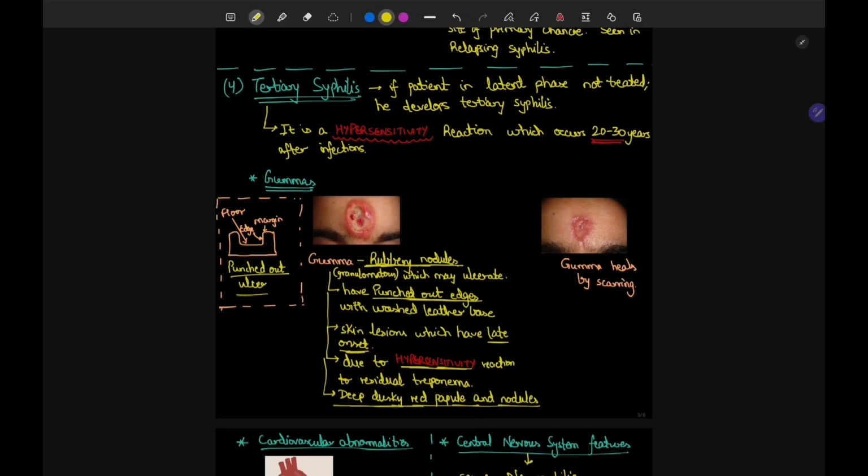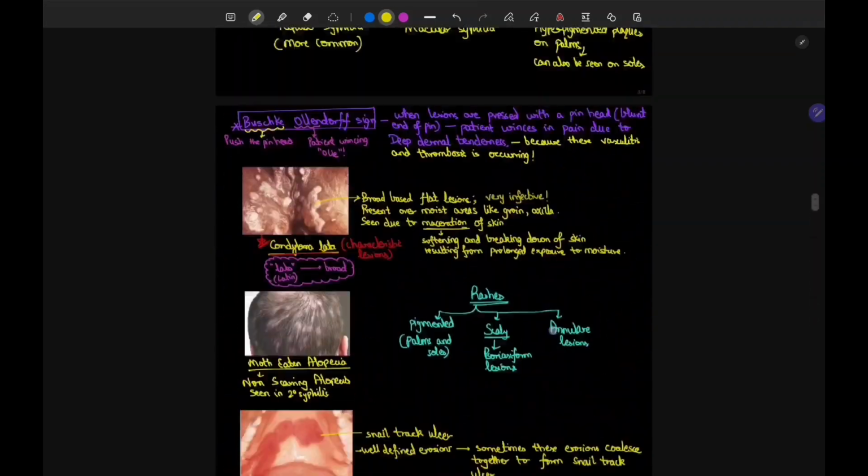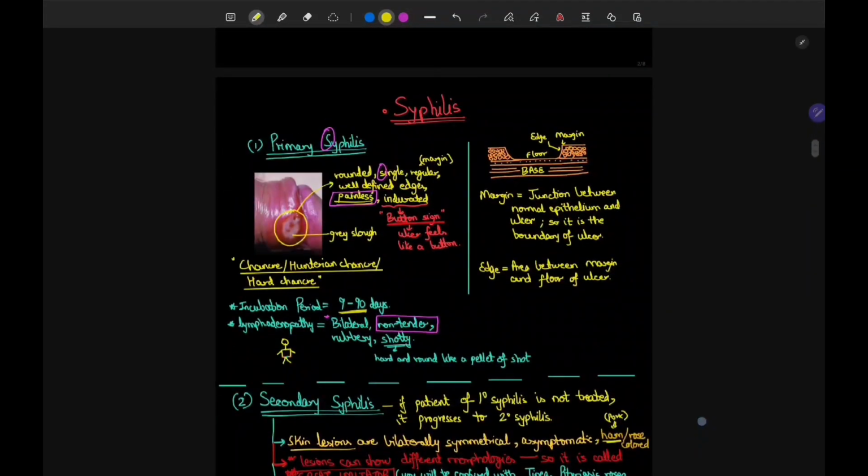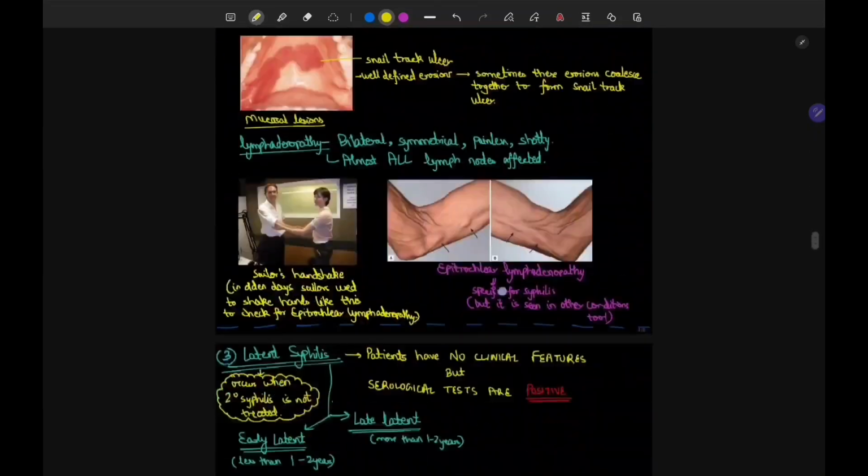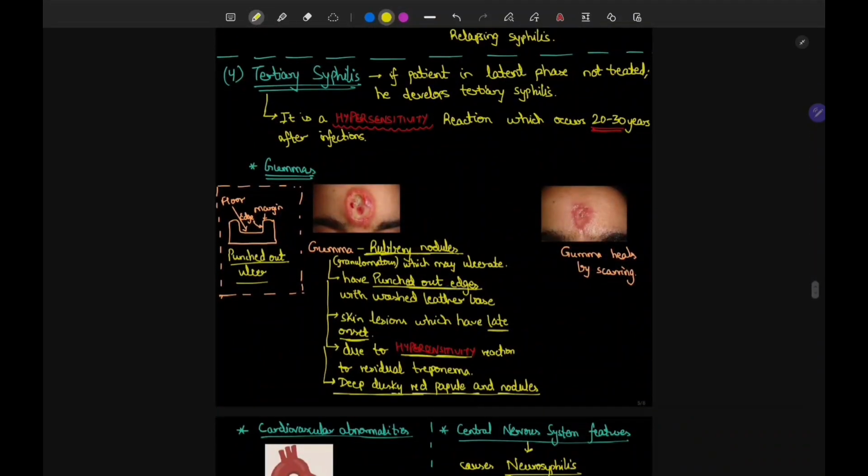These gummas, see, it's on her forehead, and when you treat this, it will heal by scarring. So gummas are rubbery nodules which may ulcerate, and they have punched out edges. What are punched out edges? See, here I told you about the ulcer, that this is the margin, this is the edge, this is the floor, this is the base. Alright. So on gumma, a punched out ulcer will be seen.